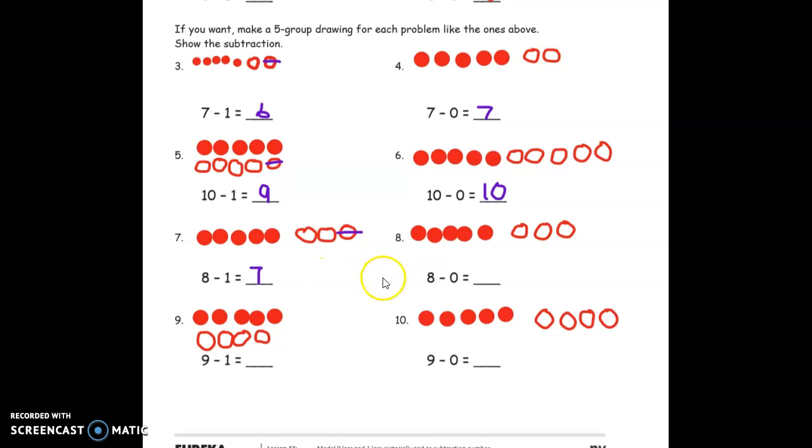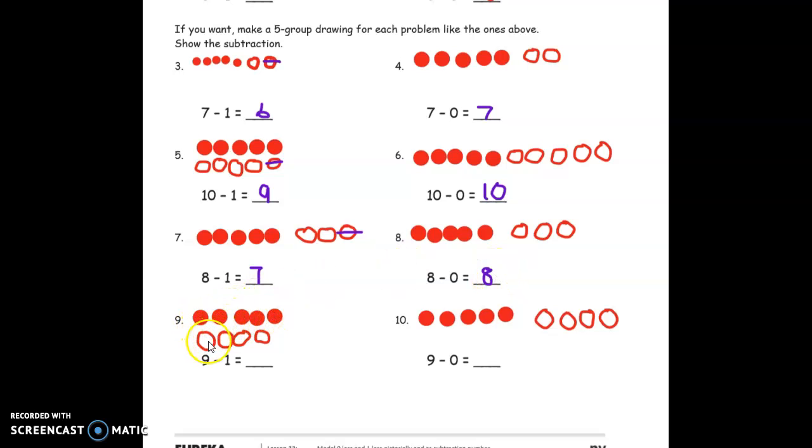Look over at number 8. We have 5, 6, 7, 8. 8 subtract 0. How many do we cross off? Right, we take away 0. Do not cross any circles. 5, 6, 7, 8. We still have 8 circles.